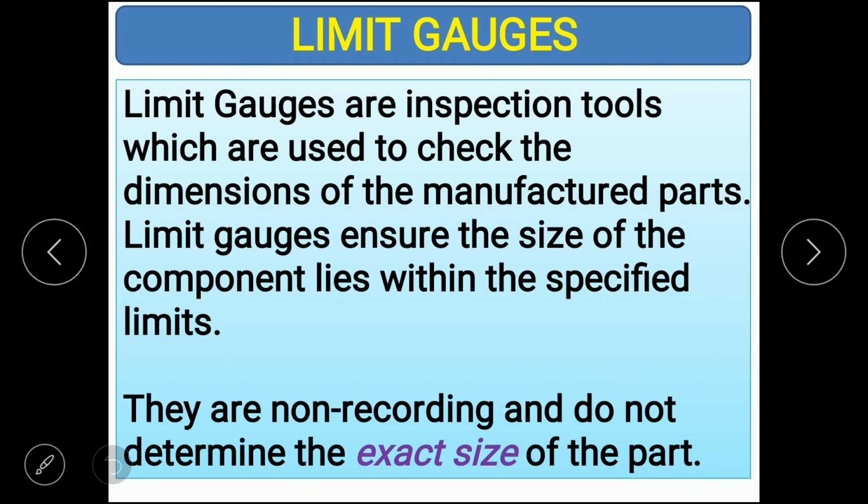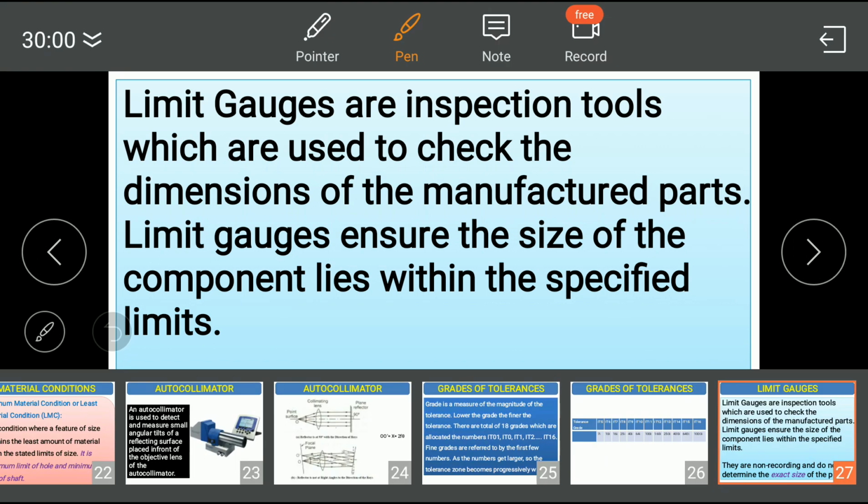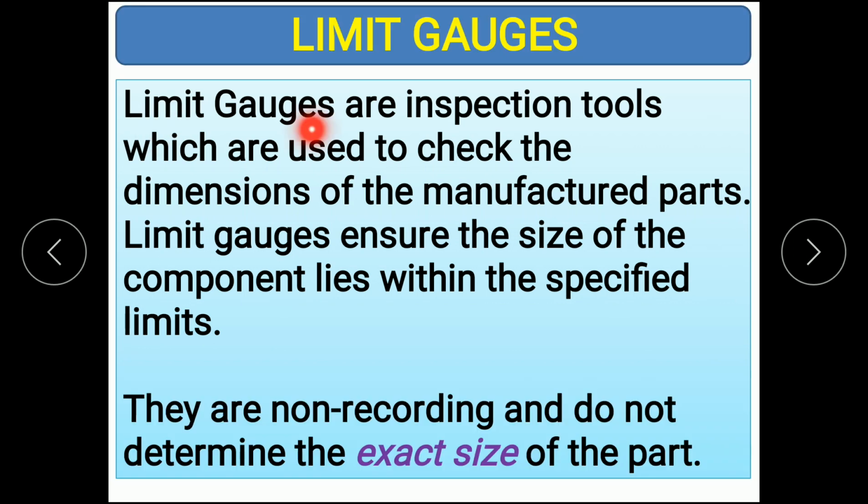So next is limit gauges. Limit gauges are inspection tools which are used to check the dimensions of the manufactured parts. So gauges are inspection tools used to check the dimensions of manufactured parts. These are the tools which are used to check the dimensions of the manufactured parts.